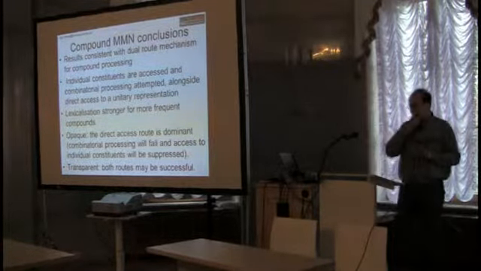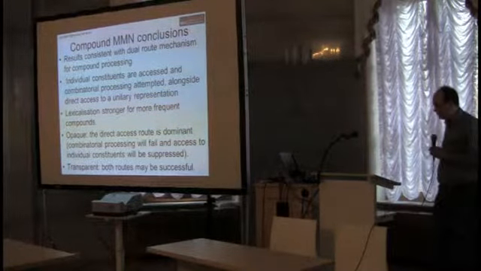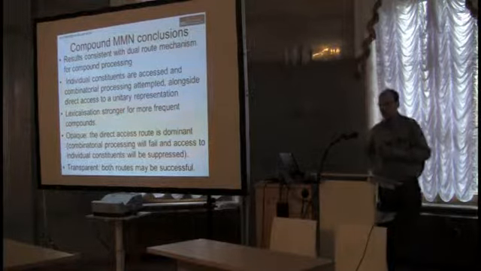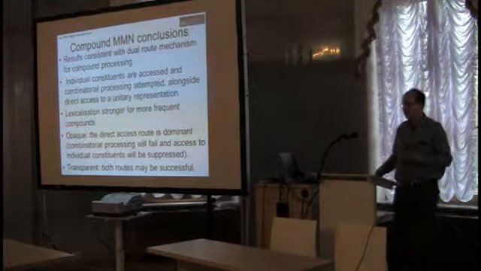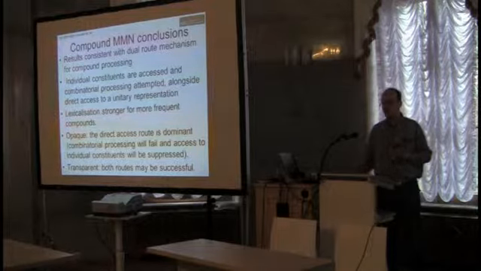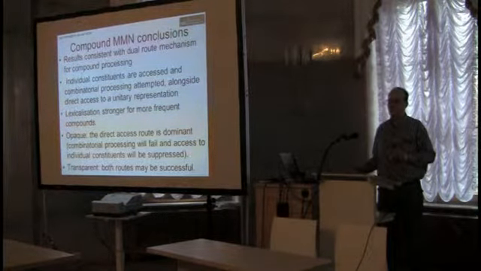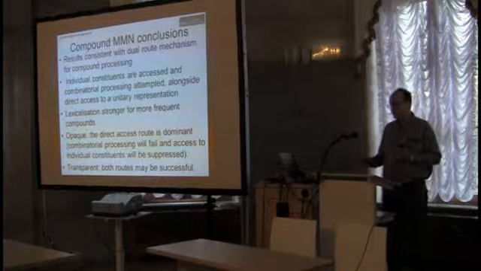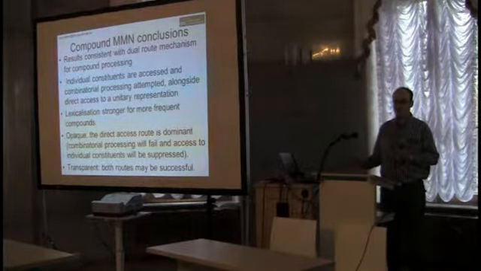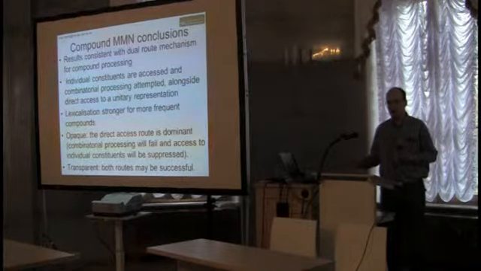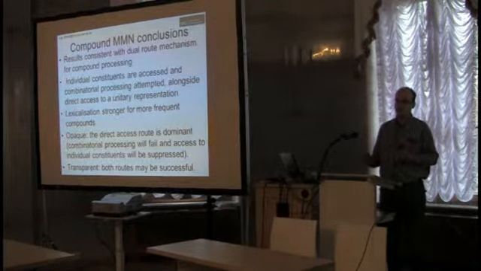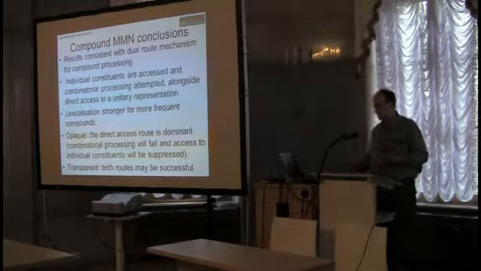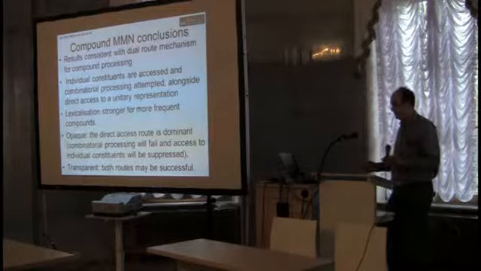So what we seem to find is a sort of dual route mechanism where individual constituents are accessed and combinatorial processing, segmentation, is attempted at the same time as direct access to a whole form unitary representation. This lexicalization is stronger for more frequent compounds and especially for opaque, not transparent ones, where you would benefit from whole form representation, because trying to parse, to segment them is not going to get you any good results. You have to represent it. You have to have a representation for that to understand what that means.